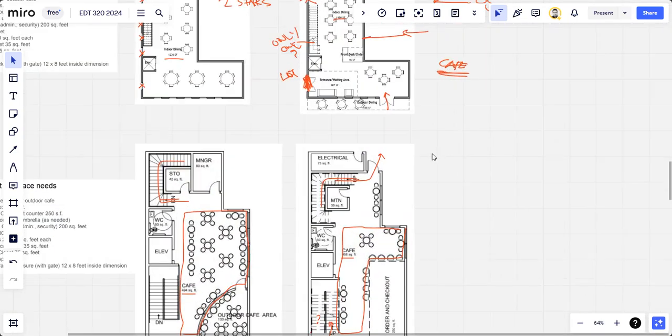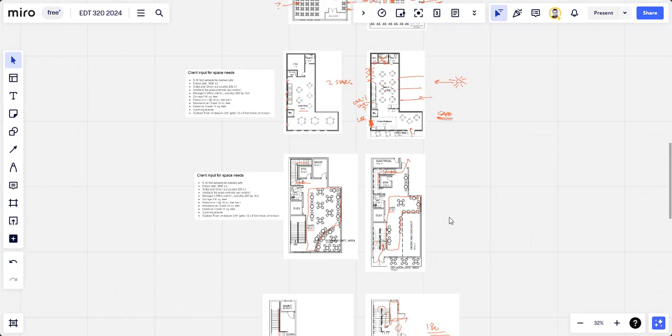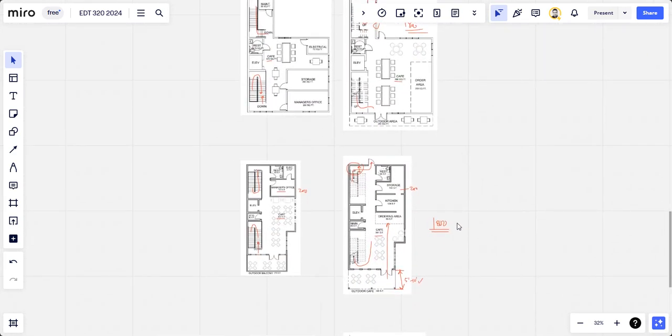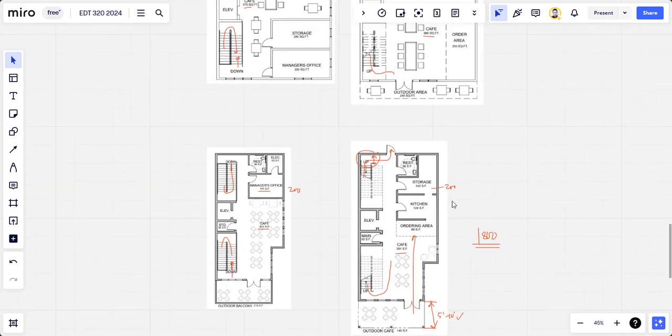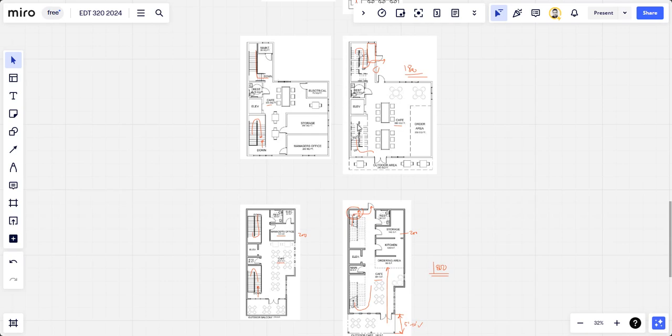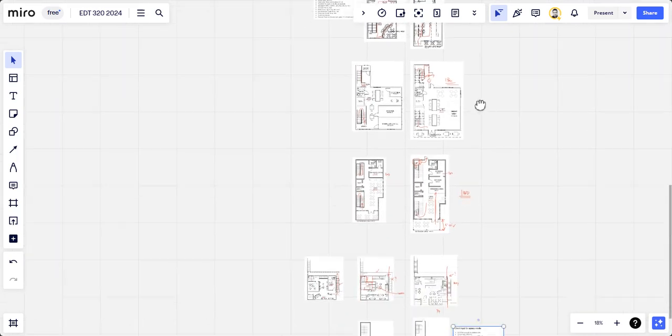So we definitely need to improve our floor plans before we finalize them. This is a preliminary stage, and when we go to our construction phase, the floor plan will have all of these improvements. So make sure that you improve your floor plans based on these comments.